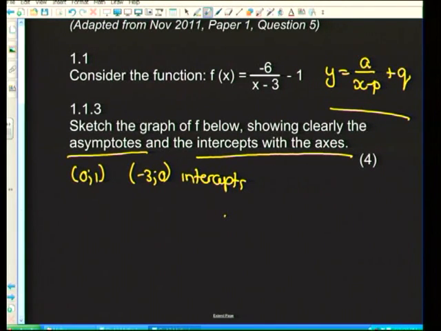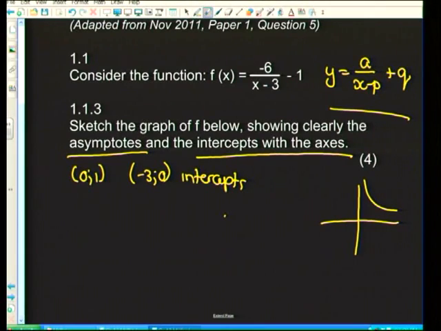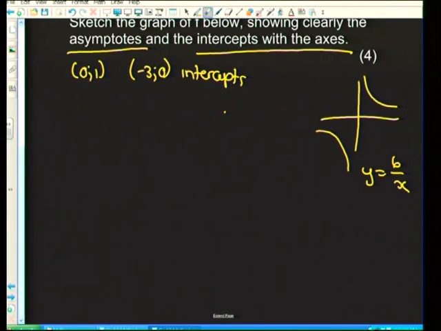Right, so what does that mean? Let's think about it. If it's a hyperbola, how many asymptotes will we have? Well, think about the actual general shape of a hyperbola. If it was just a normal old hyperbola, say y equals 6 over x, it would look like that. Or if it was negative, it would be in the other quadrants, but it would still look like that.